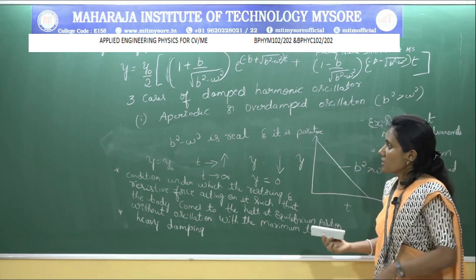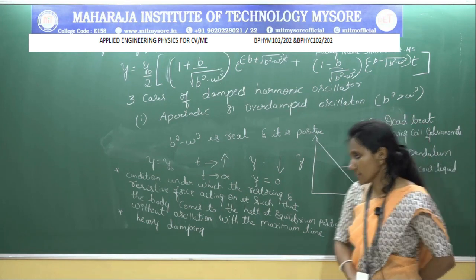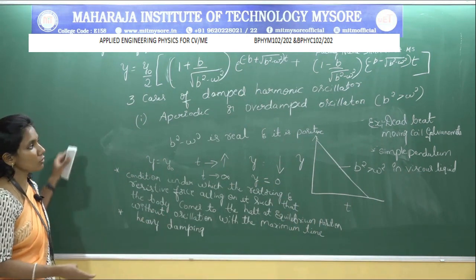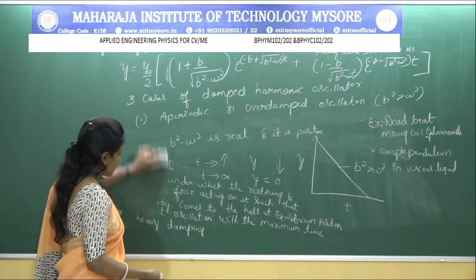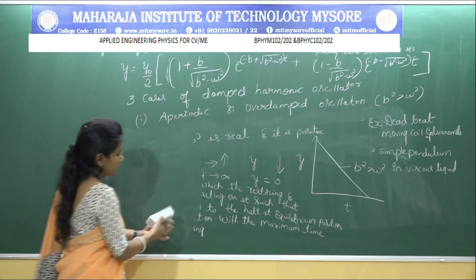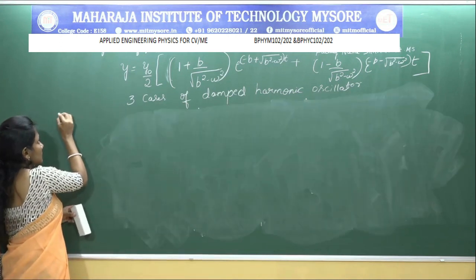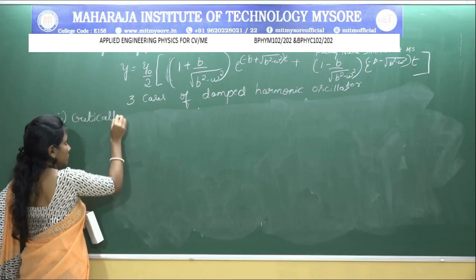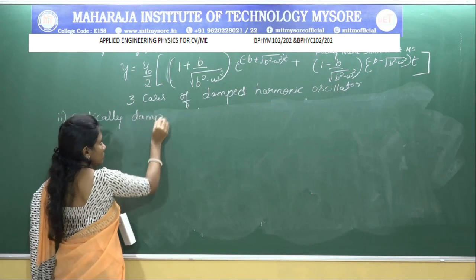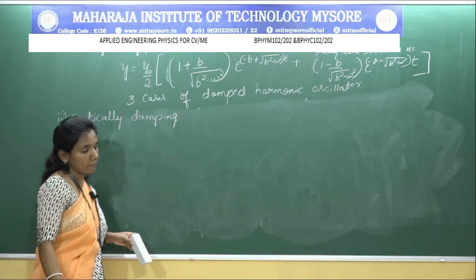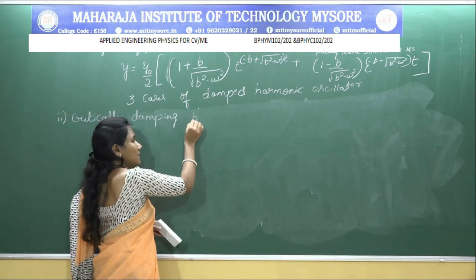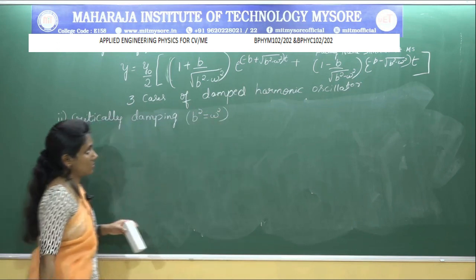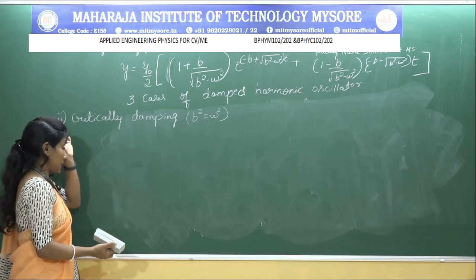So the next case is when the damping is equal to the angular frequency, that is, when b is equal to omega. What will happen? That is what we are going to study. So the second case is critically damping, in which the damping is equal to the angular frequency. So what happens in this critically damped case?